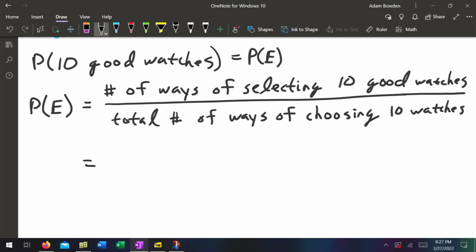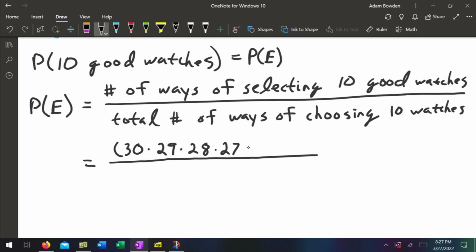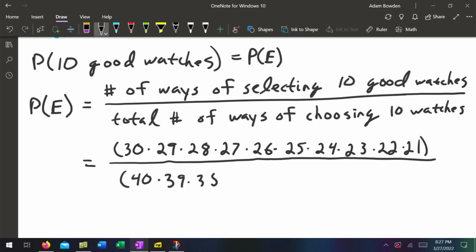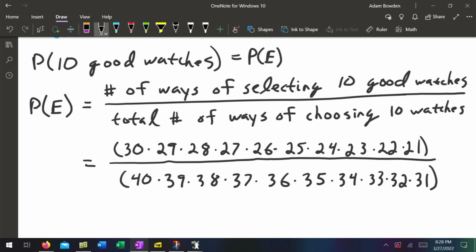And the way we did that is the calculation we have up above. 30 times 29 times 28 times 27 times 26 times 25 times 24 times 23 times 22 times 21, all divided by 40 times 39 times 38, all the way down. Multiply all these numbers, 35, 34, 33, 32, 31. So this is a lot of stuff to do. So let's take the calculator and let it do it for us.